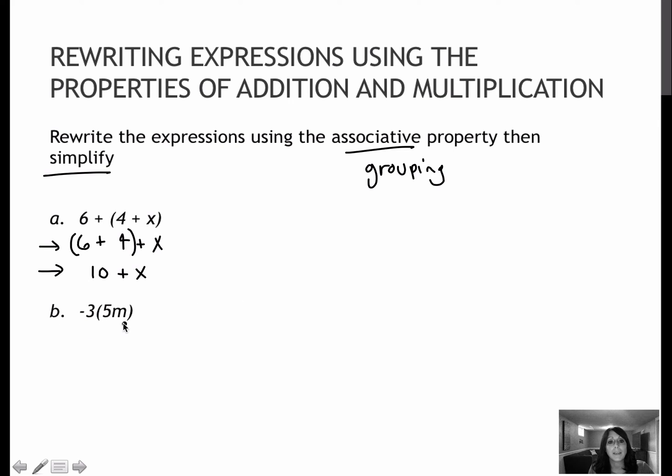Same thing for part B. I've got 3 terms all being multiplied. Instead of grouping them in that way, I'm going to group them by multiplying the negative 3 times the 5. Negative 3 times 5 is negative 15m. So this is rewritten with the parentheses in a different spot, and this is simplified.